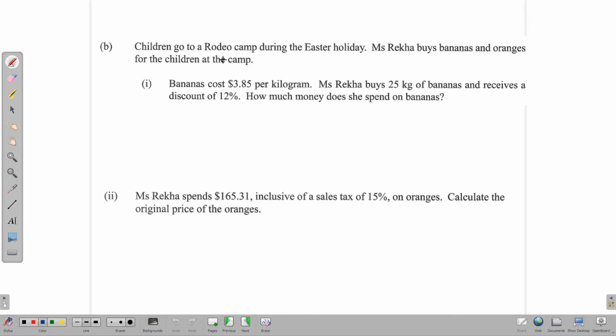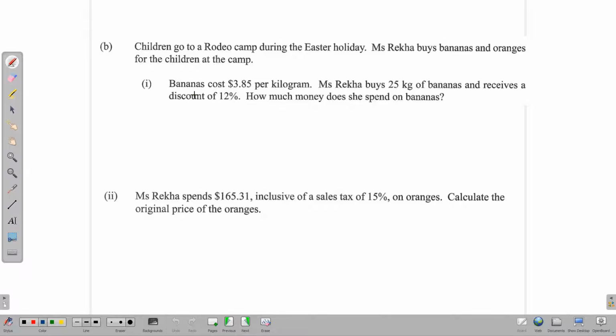Here, children go to a rodeo camp in the Easter holiday, and their caretaker, Miss Rekha, is going to be buying bananas and oranges for the children. So she buys 25 kilograms of bananas at a cost of $3.85 per kilogram. So we are supposed to find out how much does she spend on bananas, and she's given a 12% discount.